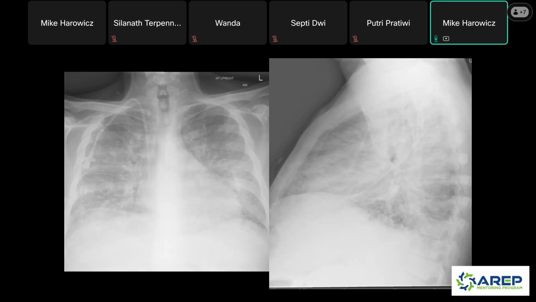And what I like to tell my residents is when I see way too many lines, there's something going on with the interstitium, right? So you don't have good air spaces between these lines because there are lines everywhere. And I think on the lateral, there's probably a little bit of pleural effusions too, although it's a little hard to see.